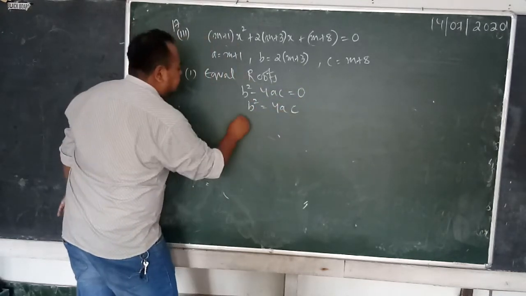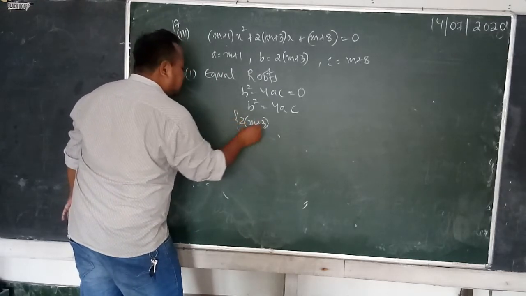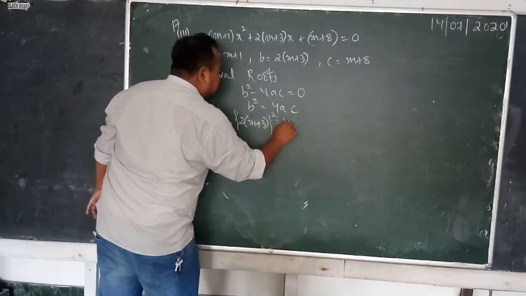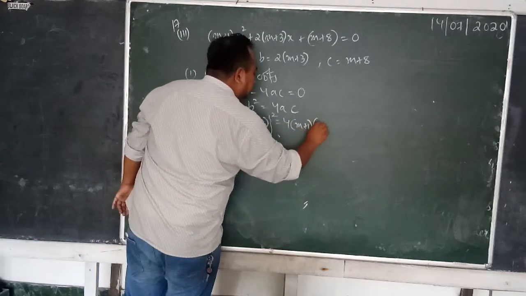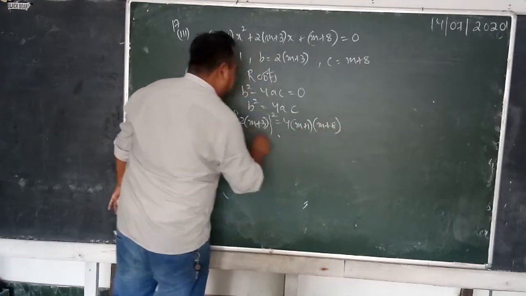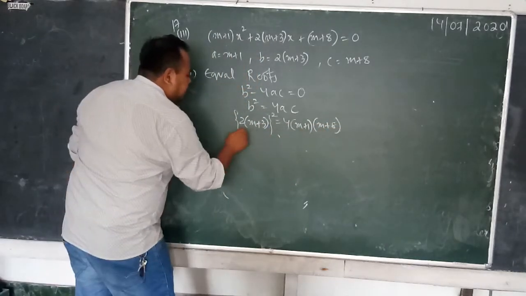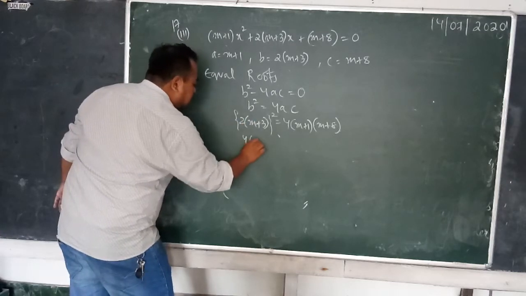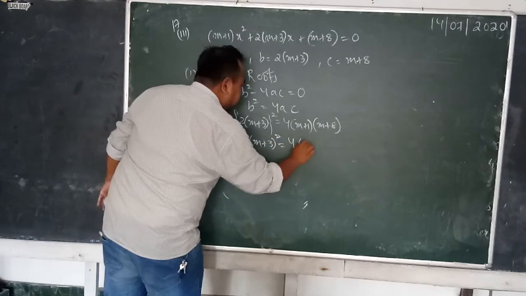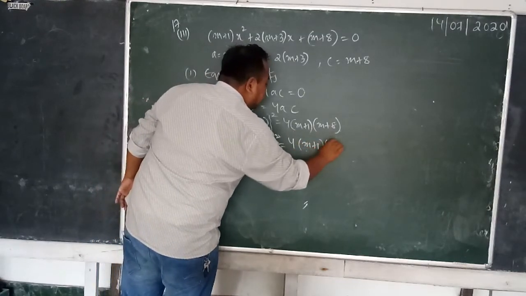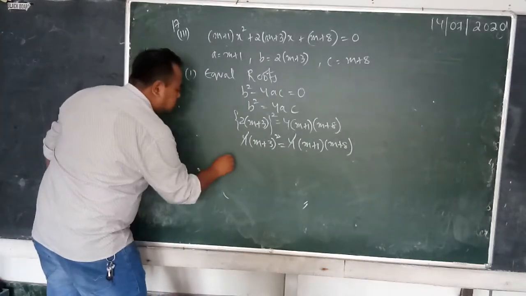Put the value of b, twice (m plus 3), whole square, equal to 4 into what is a? m plus 1, and what is c? m plus 8. As I've already told you, don't make the mistake of multiplying this. So 2 square is 4, (m plus 3) whole square equal to 4 times (m plus 1)(m plus 8). 4 and 4 get cancelled. So what do I get?